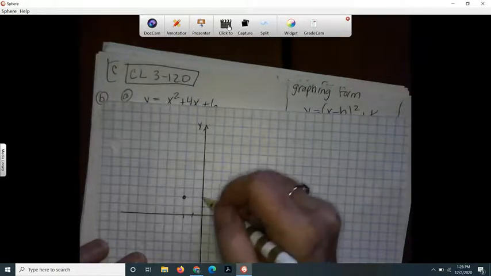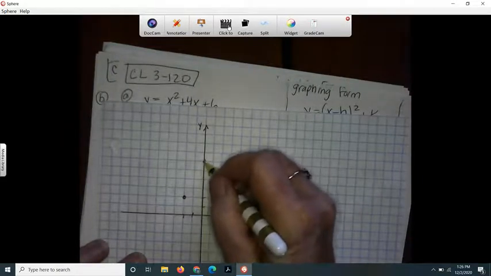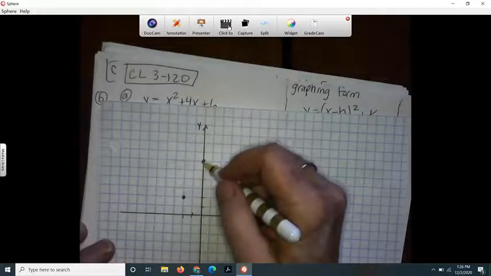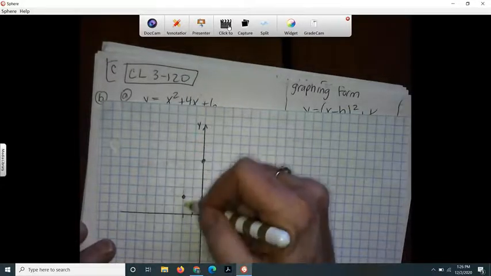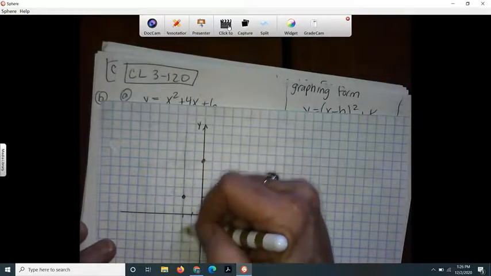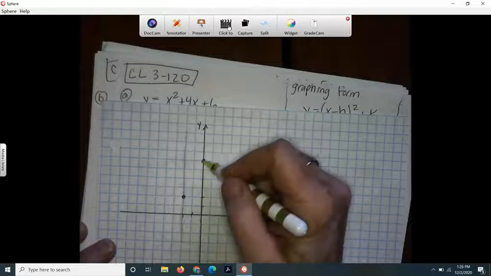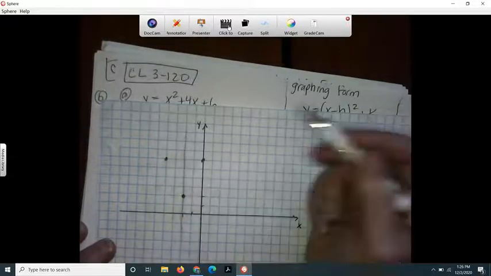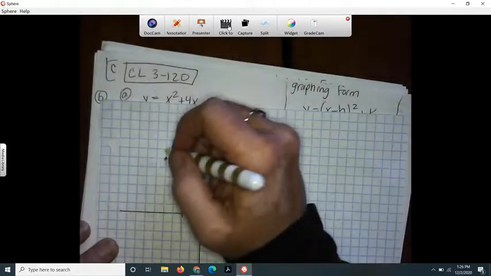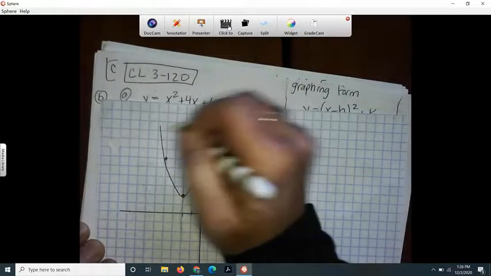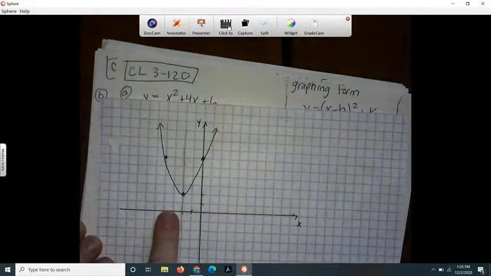Okay, I'm just counting the lines, and that's fine. And then I'm just going to use the symmetry of the graph, since I know this is the middle, this is the axis of symmetry. I'm going to count over to the left of the axis of symmetry, and that's enough to give me a sketch of my parabola. Okay, so there's my graph of my parabola.